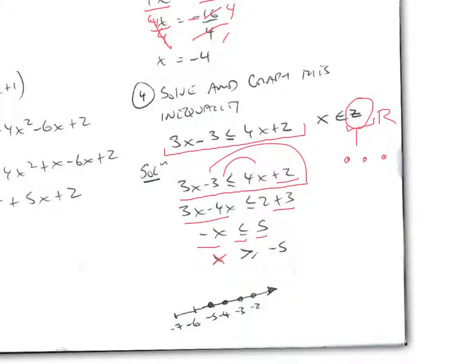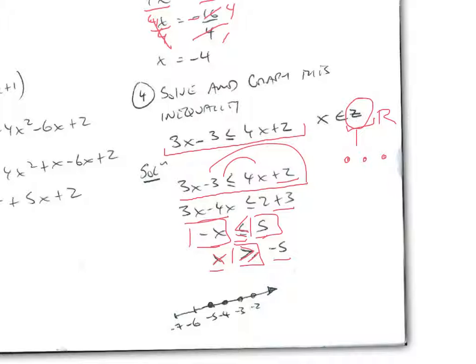So we multiply all terms, both sides, by minus 1. So minus x by minus 1 is x. 5 by minus 1 is minus 5. But having done that, we need to remember to switch the sign. It was going this way, now it's going that way. So the solution is all values of x greater than or equal to minus 5.